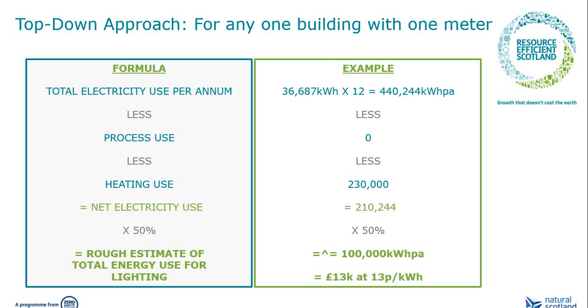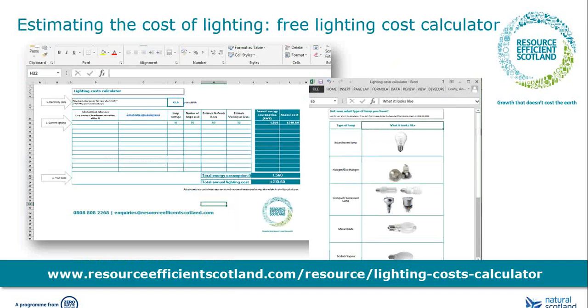So in the example on the right hand side, you can see that we have a remainder of about 100,000 kilowatt hours per annum being used for general lighting use, sorry, and that equates to about £13,000. So you can see that you can reasonably quickly go from an overall electricity consumption down to a number that's related to your lighting for each year. So that's the top-down approach.